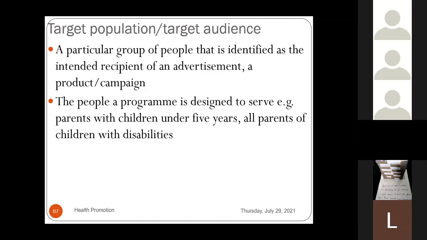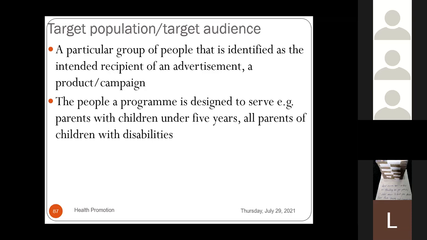So you must also identify your audience, people who are going to listen to your message, people who you want them to receive your products, the people that you want them to get and be part of the intervention. So it is important that you identify this target population. That's the people a program is designed to serve. For example, parents with children under 5 years, or parents of children with disabilities. So you might identify clearly your target population.